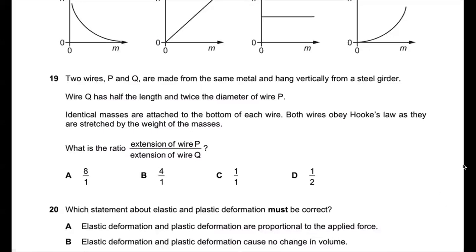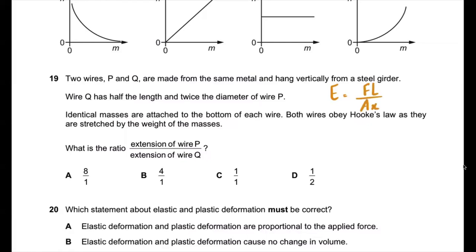Two wires P and Q are made from the same metal and hang vertically from a steel girder. Wire Q has half the length and twice the diameter of P. Identical masses are attached to the bottoms of each wire. Both wires obey Hooke's law as they are stretched by the weight of the masses. What is the ratio of extension of P to the extension of Q? You guys already know how I do this, and in my opinion, it's one of the most convenient methods to do this. The first step is you start out from the formula for the Young modulus, which is FL over AX, right?